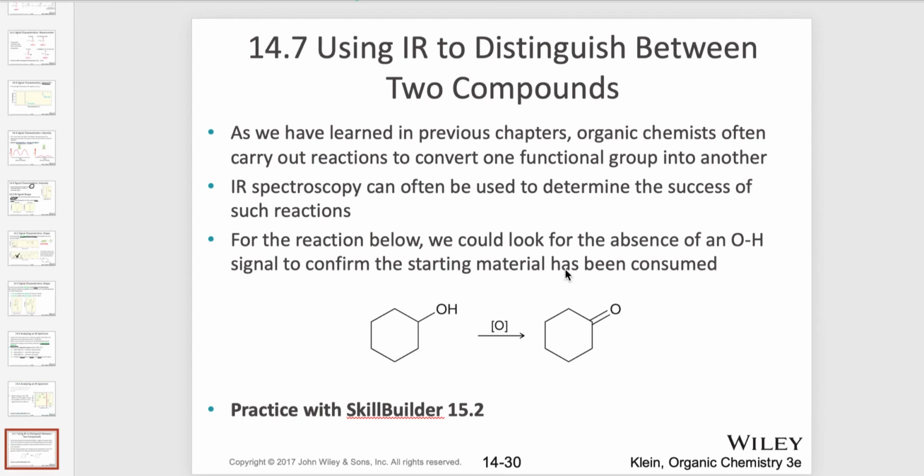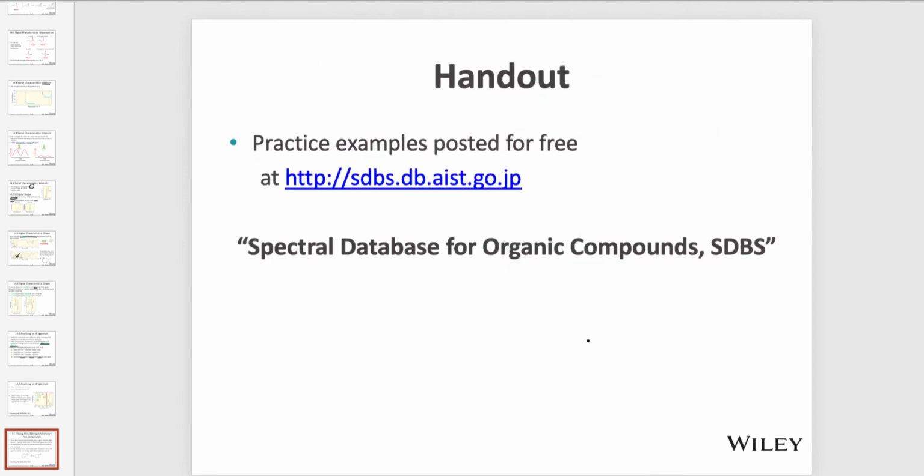So we often use IR spectroscopy to distinguish between two compounds. As we've learned in previous chapters, chemists often carry out reactions to convert one functional group into another. Here's an interesting example from when you were studying alcohols in Orgo 1. This is the symbol for just saying we do some kind of oxidation procedure. You're now increasing the carbon-oxygen bonds from single to double. So we have an alcohol to a ketone. We would expect a significant change in the spectrum. And that is why this is really very helpful.